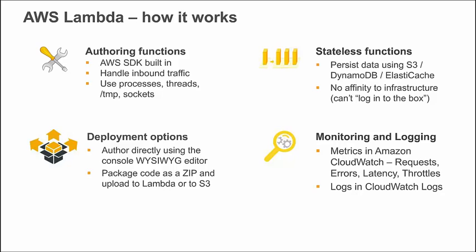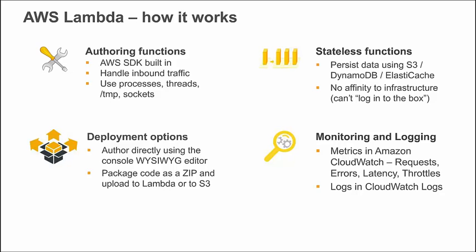For deployment options, you can author functions directly using the WYSIWYG editor we have on the Lambda console, or you can package your code inclusive of all dependencies and even binaries into a zip file and upload it directly to the Lambda console or to Amazon S3. We use CloudWatch for monitoring and logging. So we have a bunch of metrics that go to Amazon CloudWatch, including things like the request count, the number of errors, the net latency, and the amount of functions which were throttled. And all of the logs, inclusive of system logs and user logs, go to CloudWatch logs.